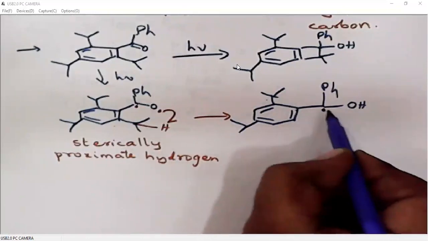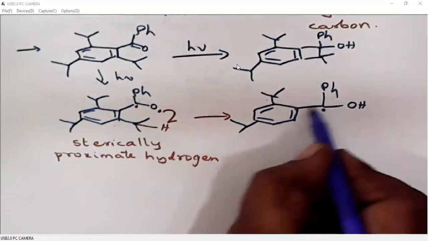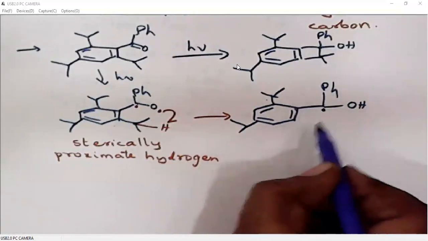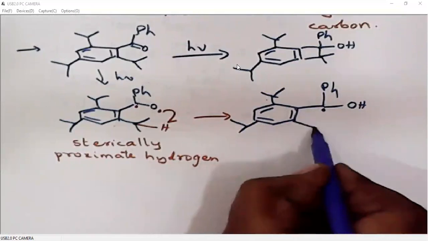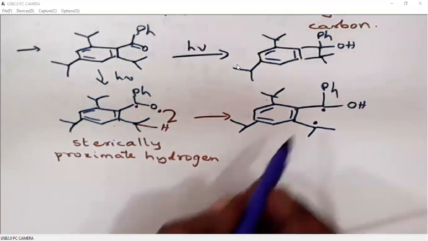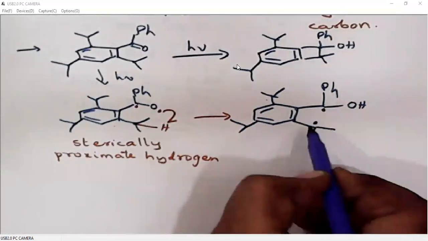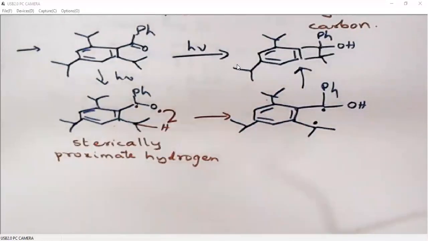OH, this benzylic radical. On both sides it is a benzylic radical, so it is more stable. This is also benzylic, at the same time it is tertiary benzylic. Now these two radicals will undergo bond formation to give this product.